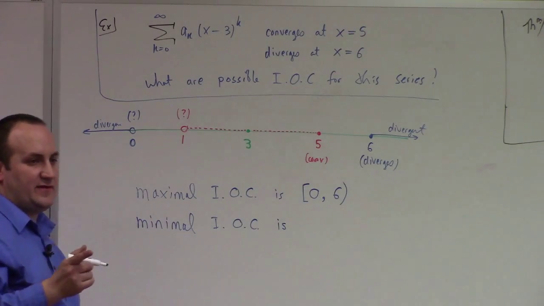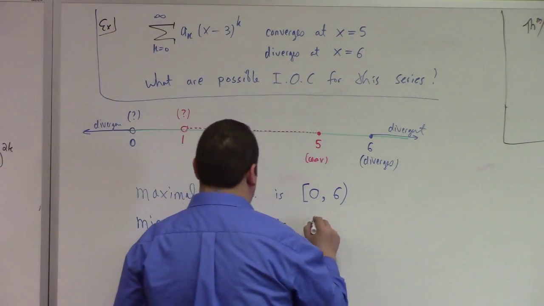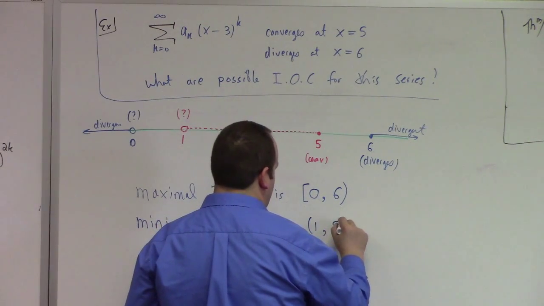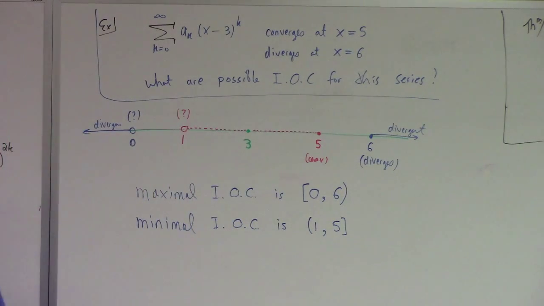Now I think we get what Travis said, which was 1 to 5: 1 excluded, 5 included, because that was given to us. That's the smallest interval of convergence that is possible with that given data. And that's how you think about these things. Yeah?